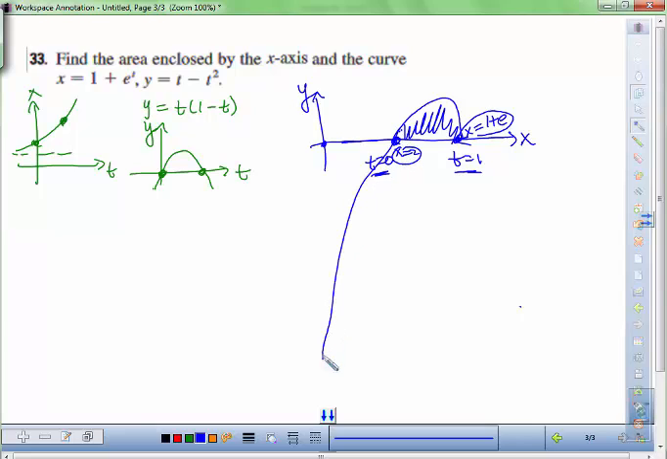Yeah, it'll probably go down, and it'll probably go down this way also, when you let t go to negative or t be bigger than 1, but we just want that top part.